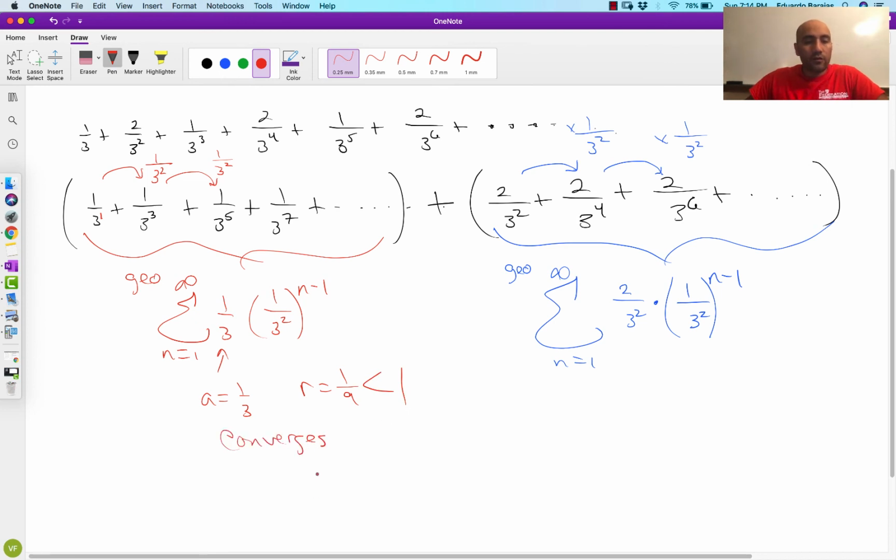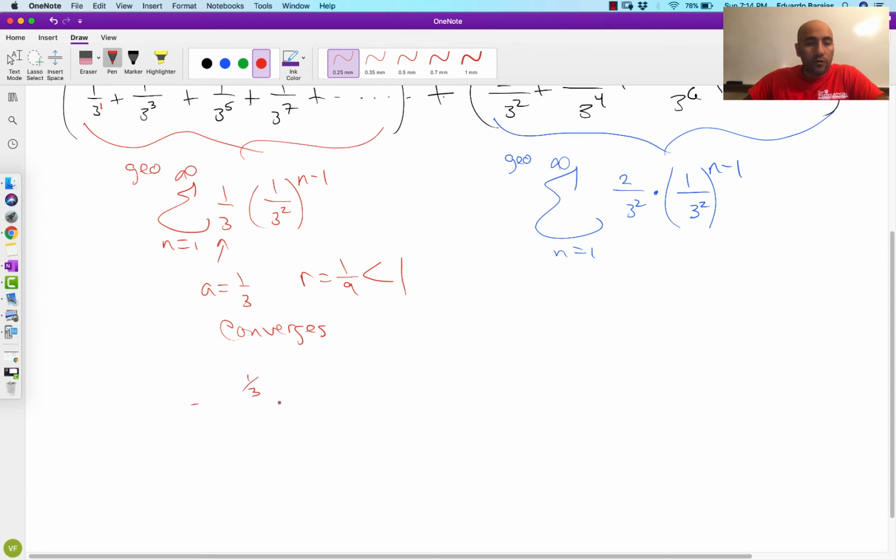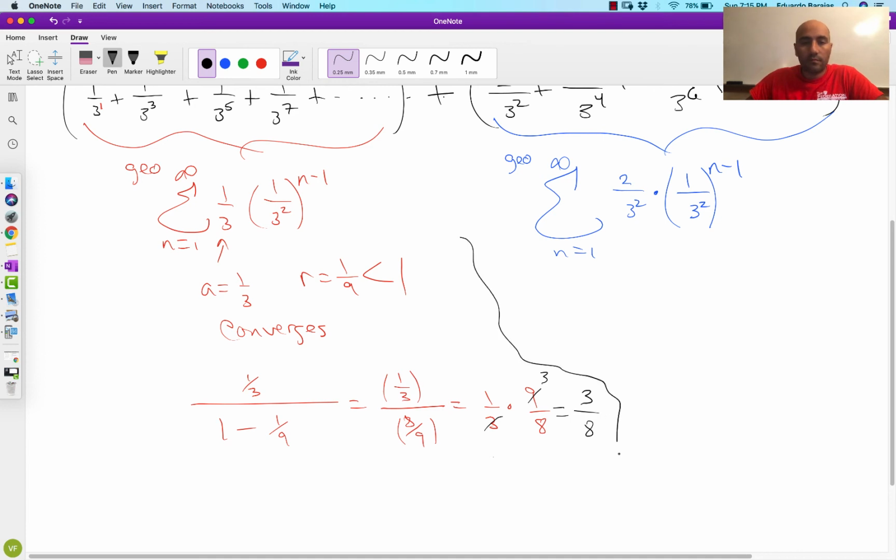And it converges to 1/3 all over 1 minus r, which is 1 minus 1/9. Good. So this will be equal to 1/3 divided by 8/9, right? 9 over 9 minus 1 gives you 8/9, which is equal to 1/3 times 9 over 8. This reduces to 3. This equals 3/8. Good. Okay, same thing for this one.